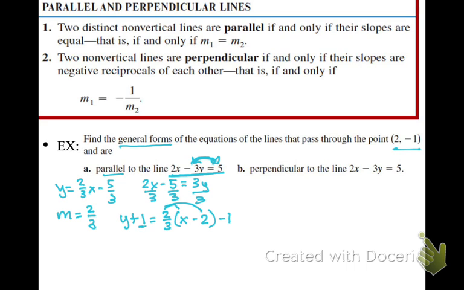That's this 1. So I have y equals 2/3 x minus 4/3. So I need to turn 1 into what? A fraction. So 3/3. So I have y equals 2/3 x minus 7/3. Because 4 and 3. Correct?